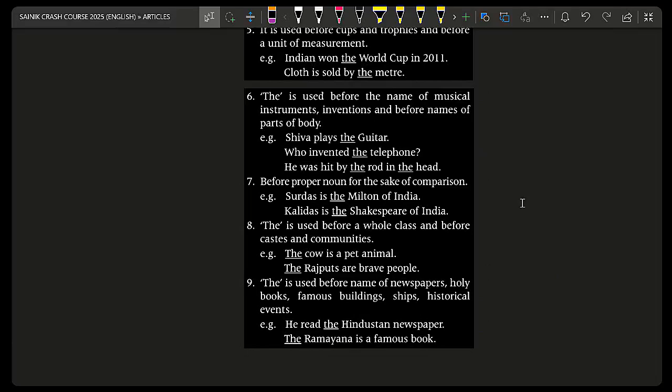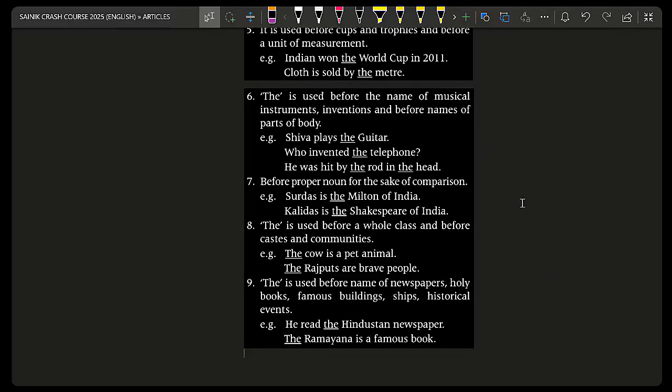We use the before a proper noun for the sake of comparison. So when you are comparing, like Surdas is the Milton of India. So Surdas is compared to Milton, and he is called the Milton of India. So the should be used before comparisons like this. Kalidas is the Shakespeare of India. So Kalidas is compared to Shakespeare. Shakespeare is a great poet in English, and Kalidas is often compared to him. So we call Kalidas the Shakespeare of India. So he's the only one compared to that person.